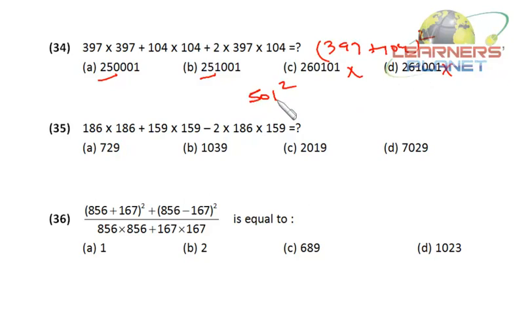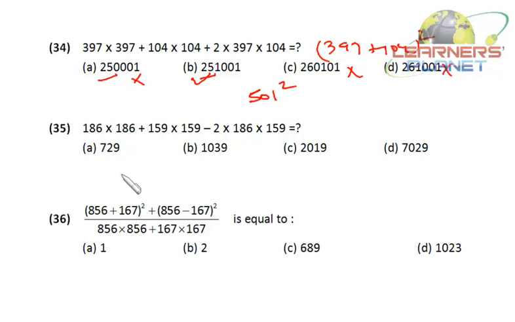Definitely 501 is multiple of 3. So 501 square will be multiple of 9. So this number is not multiple of 9. Only this number is multiple of 9. So it will be the right choice.